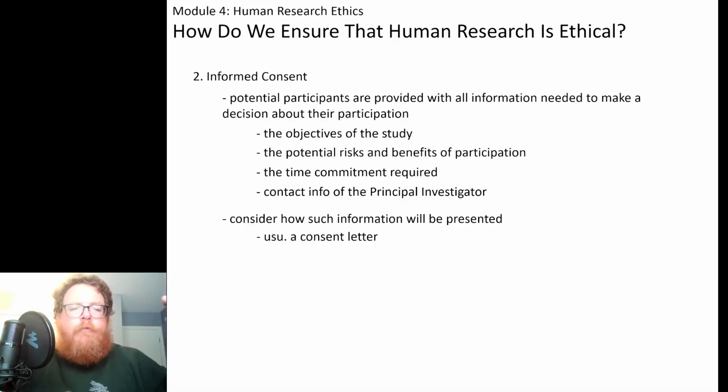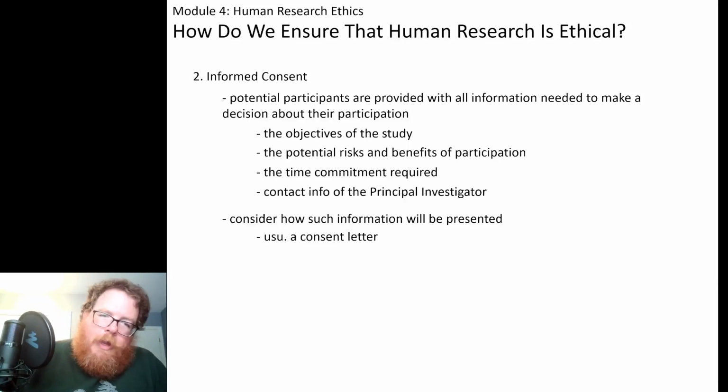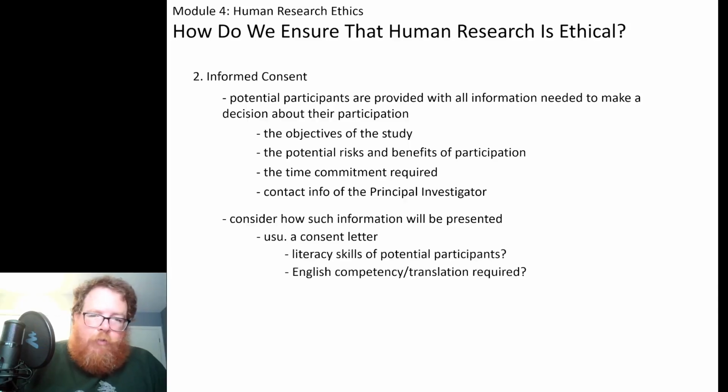Here are the risks. Here's the time commitment. Here's the contact info. You can read all that. You can say, okay, yep, I understand all these things. I want to join. I will sign my name. The problem, again, is that it's not always that straightforward.